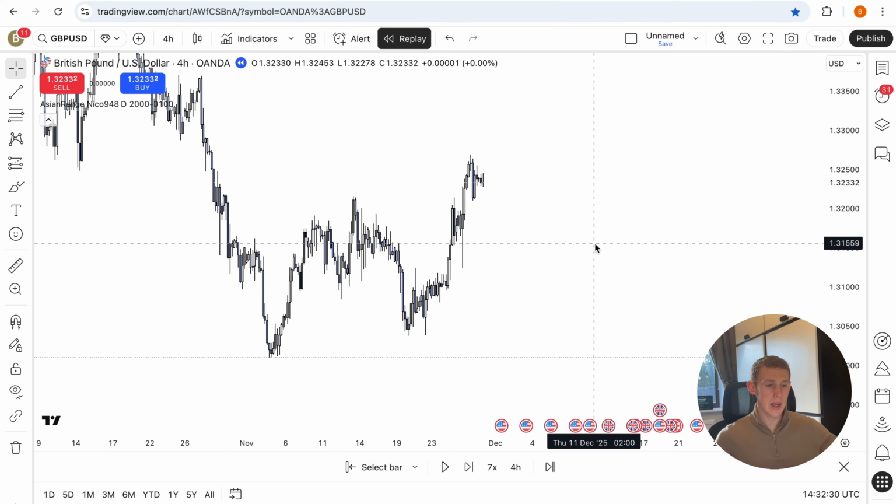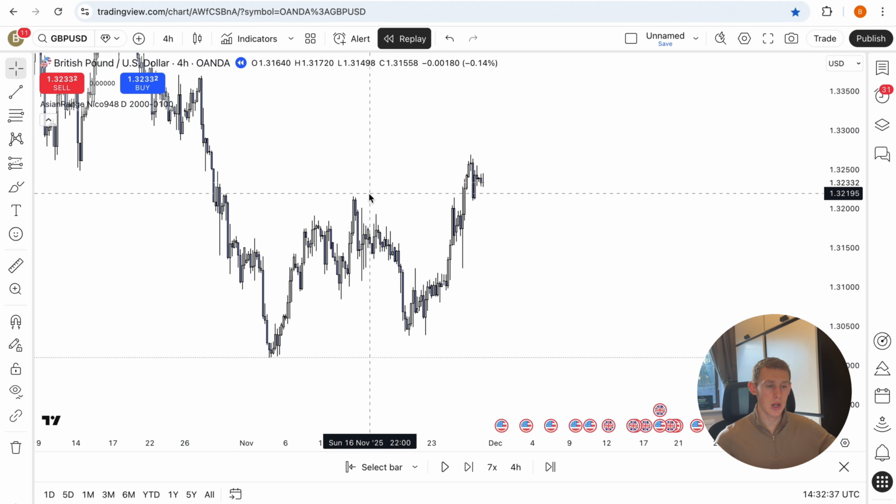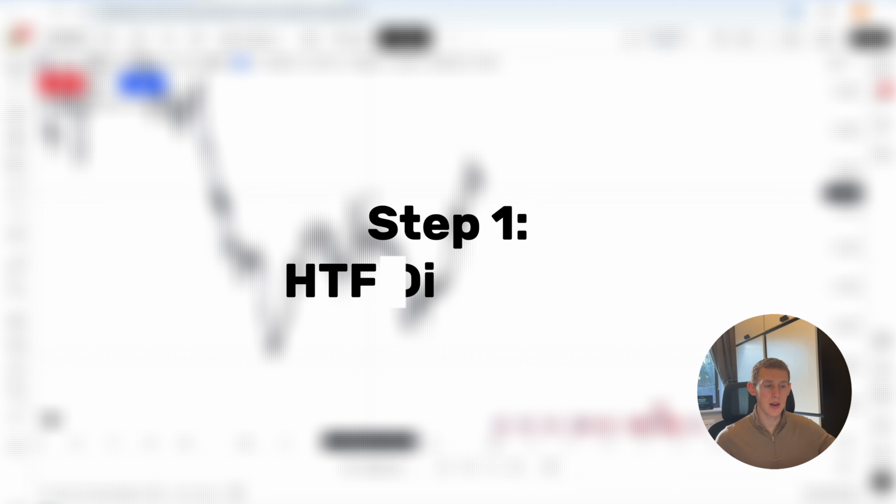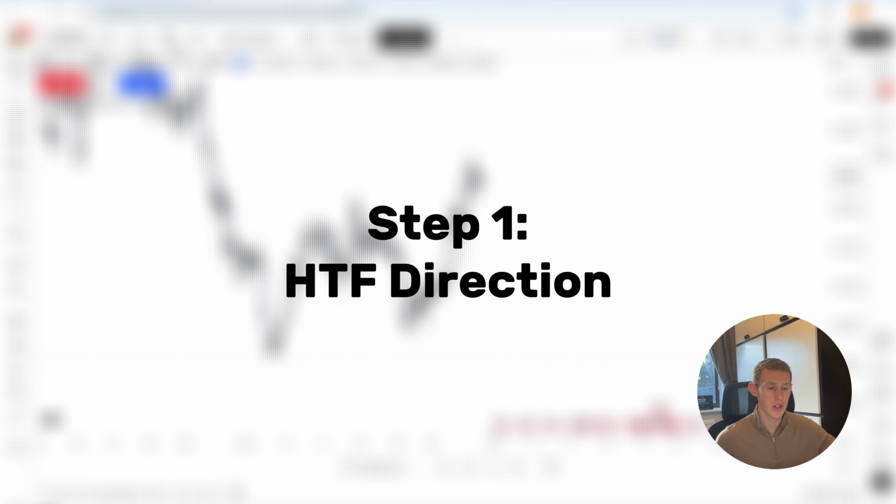Alright, so this first step is the biggest one and it's the most important, because if you can understand this, everything else after this will just fall into place. So the first step is actually just to identify, very simply, higher time frame market structure and direction.